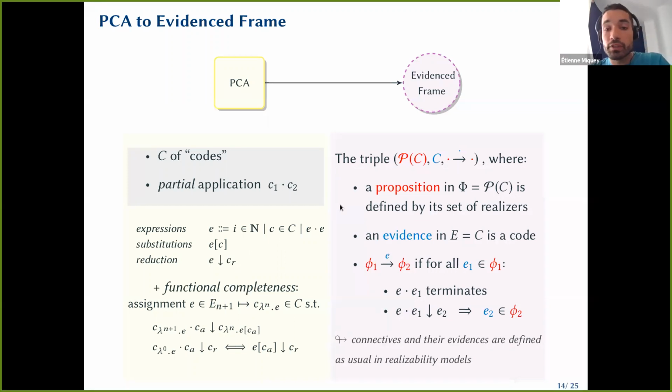Well, from this, to define an evidence frame, you just do what you would do when defining a realizability interpretation. That is, the set of propositions is defined as the power set of codes. That is, a proposition is just the set of its realizers. Then an evidence is just a code. And to say that an evidence E realizes the entailment from phi1 to phi2, you require that for any possible code E1 in phi1, the application from E to E1 terminates and reduces to a code E2 which belongs to the conclusion, okay? And then you define the connectives and their evidences, so in particular the pairs, the projections, and so on, just like you would do in a usual realizability model. Nothing surprising here, and it works.